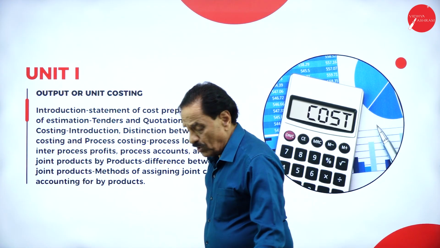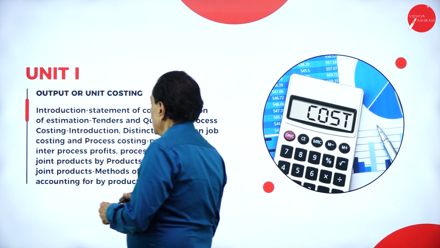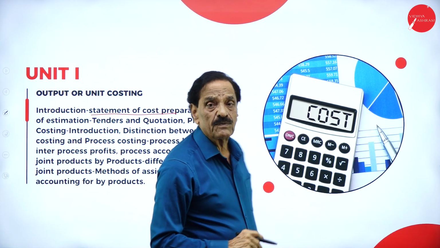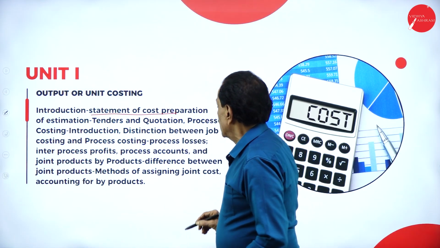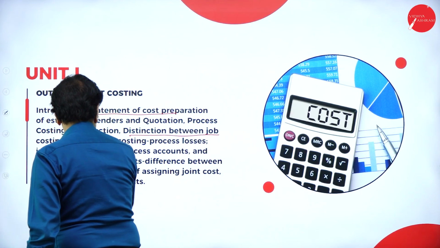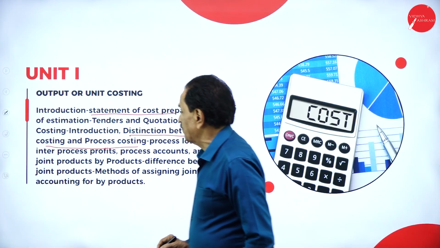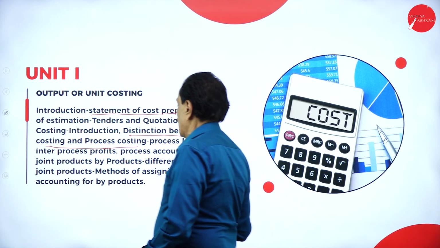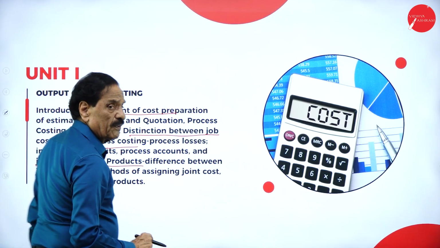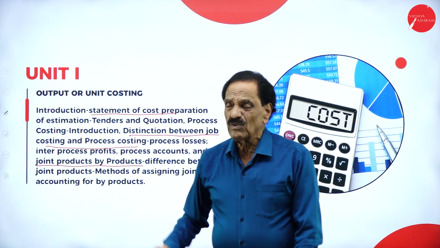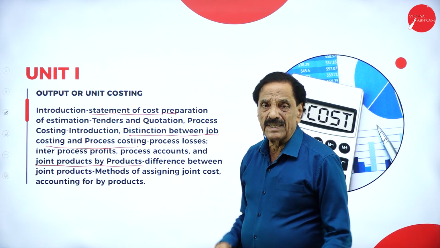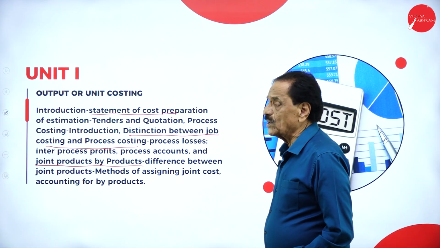This is a common question they are going to ask here. This is the statement of cost, the cost sheet. This will be asked for 15 marks. Then distinction between job costing and process costing. Generally, they will ask for 5 marks. And also they will ask the difference between joint products and byproducts, for another 5 marks. So these are the things you are going to be remaining. This will be explained in detail in the classroom for Unit 1.